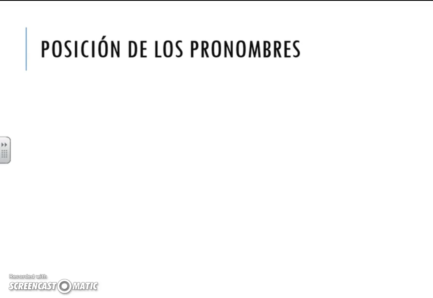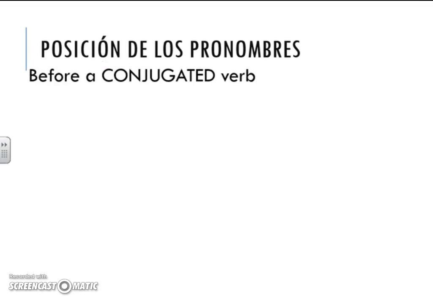Okay, so where do they go in a Spanish sentence? What's the position of the pronouns? So they have to go before a conjugated verb. Every single sentence should have a conjugated verb in it. If you don't have a conjugated verb in your sentence, you've done something wrong. You must have a conjugated verb. So you can always put the pronoun before the conjugated verb.